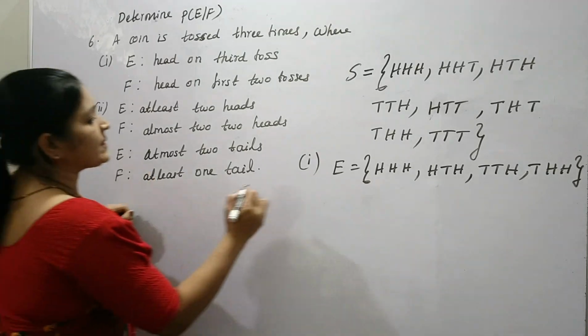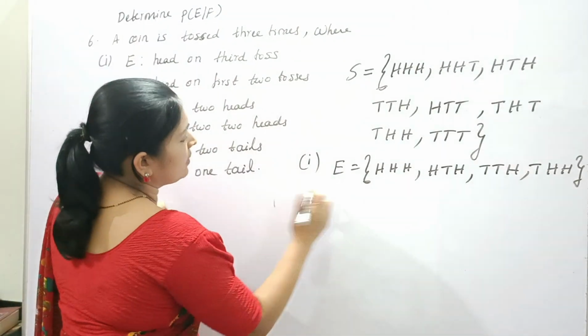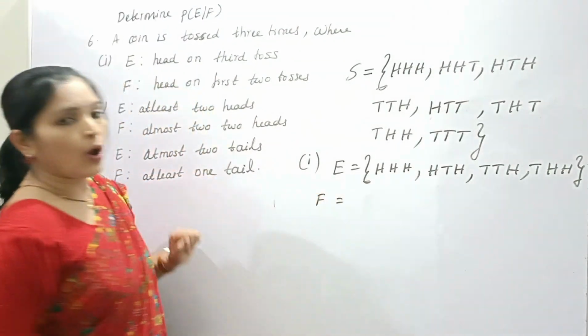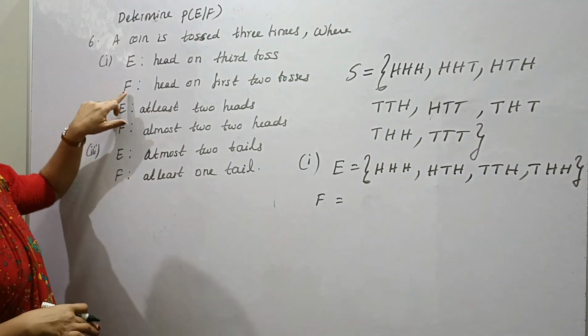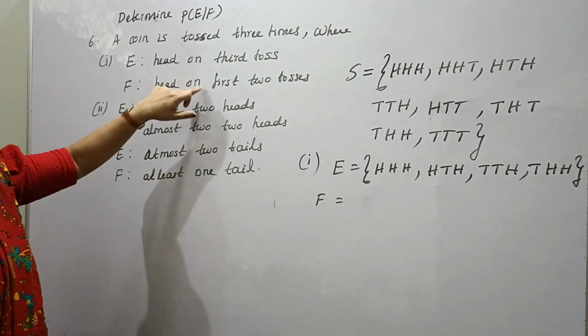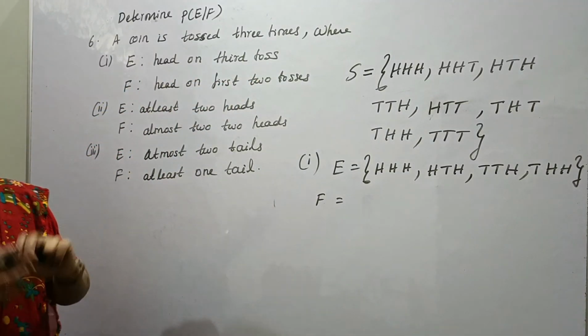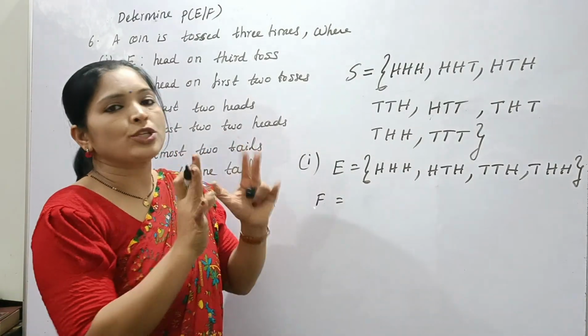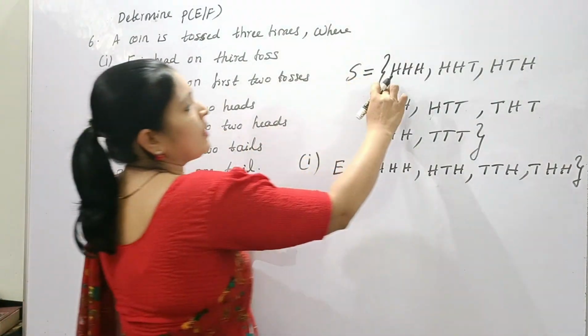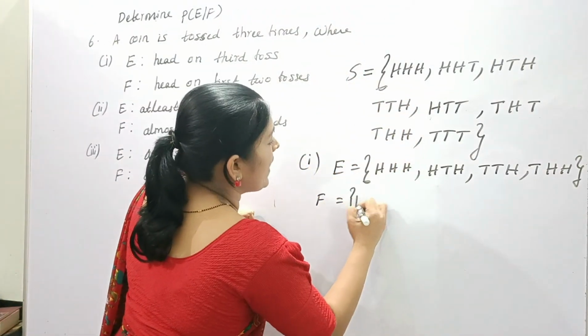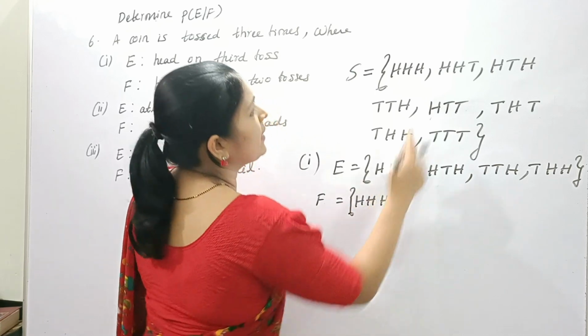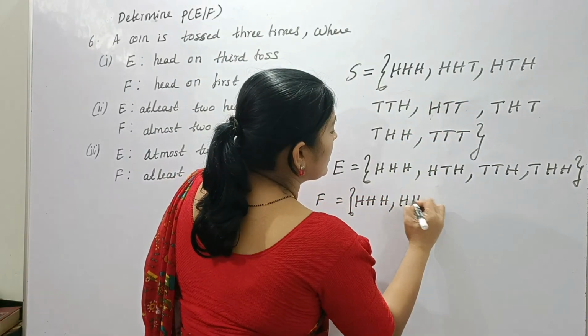Then next let's write the possible outcomes of event F. Okay, event F, head on first two tosses. Okay, here first two H should come. Here see what are the elements? HHH, then HHT.